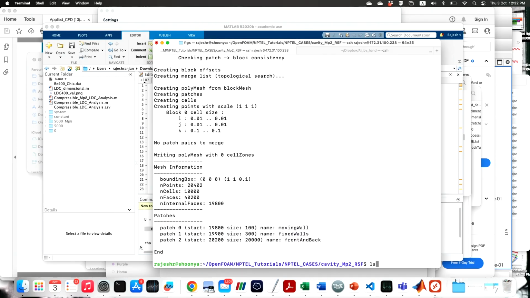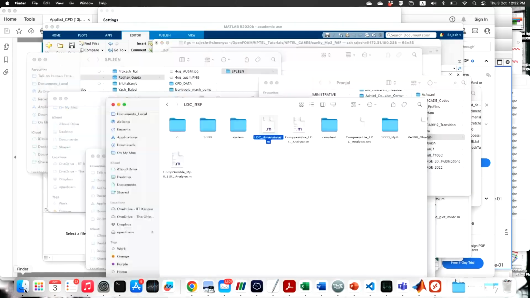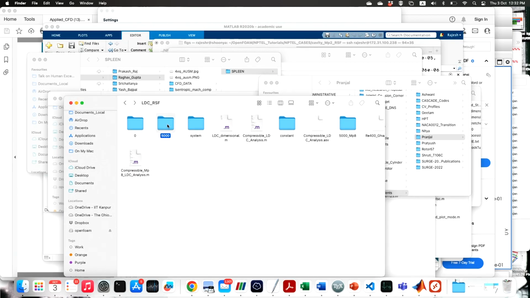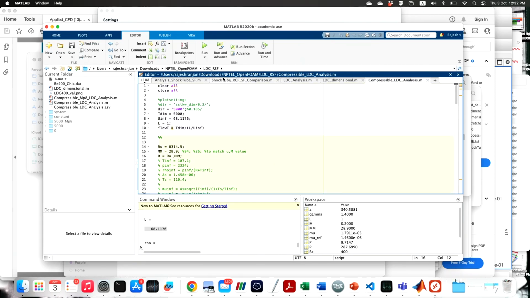Now you have created the mesh, you run the solver. Now it is running the solver, it will take some time. So, in the interest of time, what I have done is I have downloaded the files and kept them here. This is for up to 5,000 iterations. Now, I will do the analysis of this and run this.